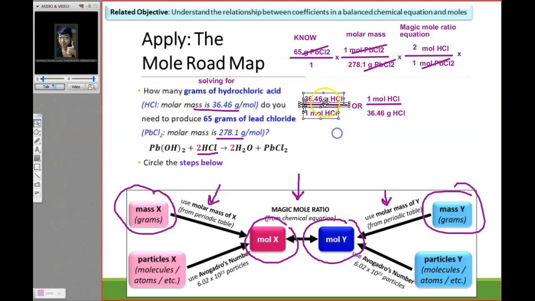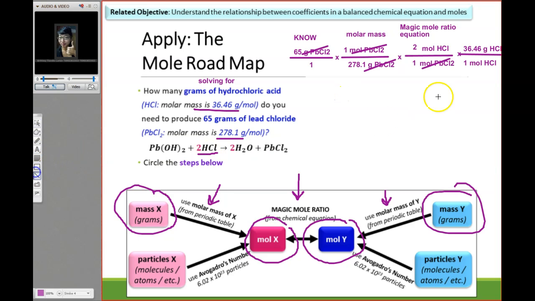Let me go ahead and just move this one over. Cool. So that being said, we have now gotten rid of moles of HCl and we're left with grams of HCl. Let's go ahead and multiply these together really quickly. On the top, we've got 65 times 1 times 2 times 36.46. In the chat box, what does that equal?